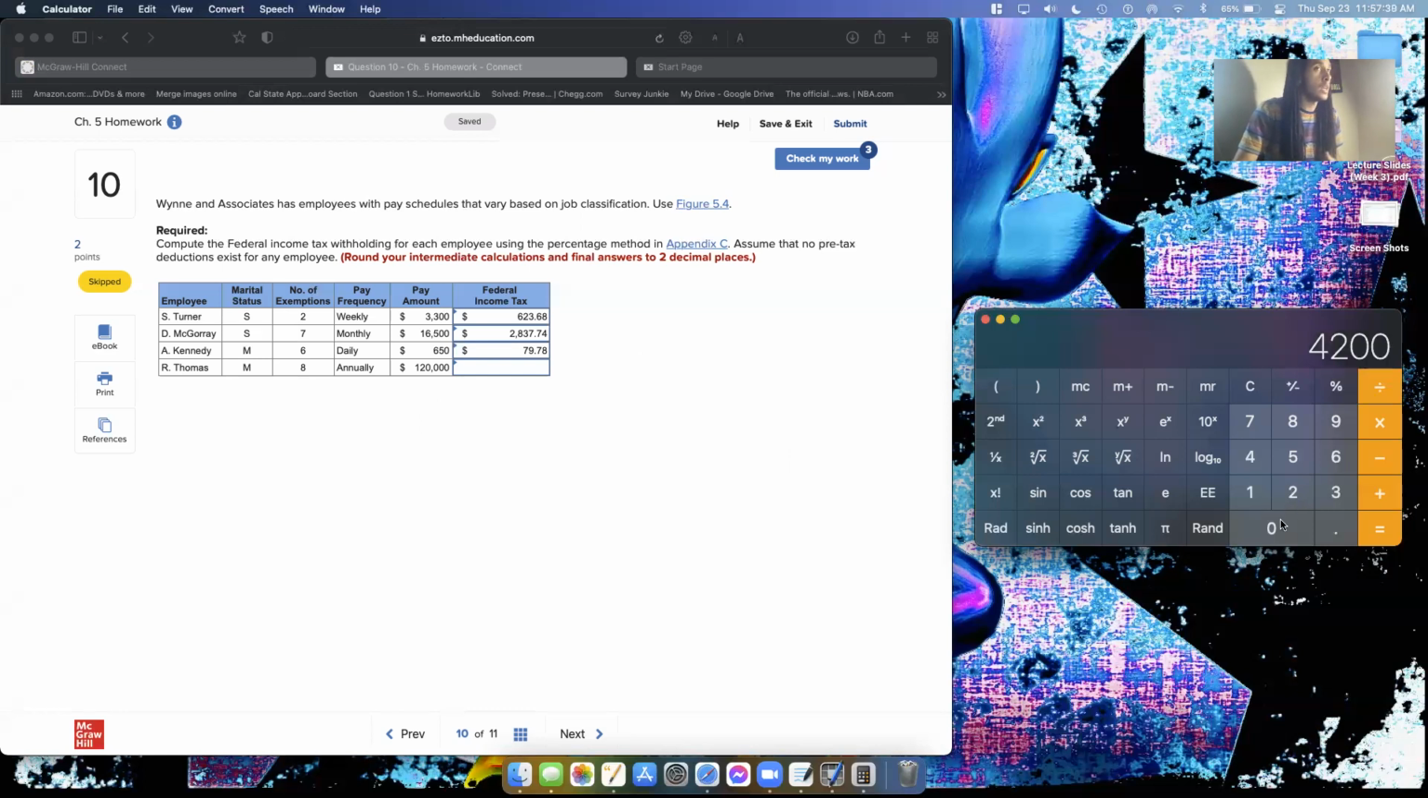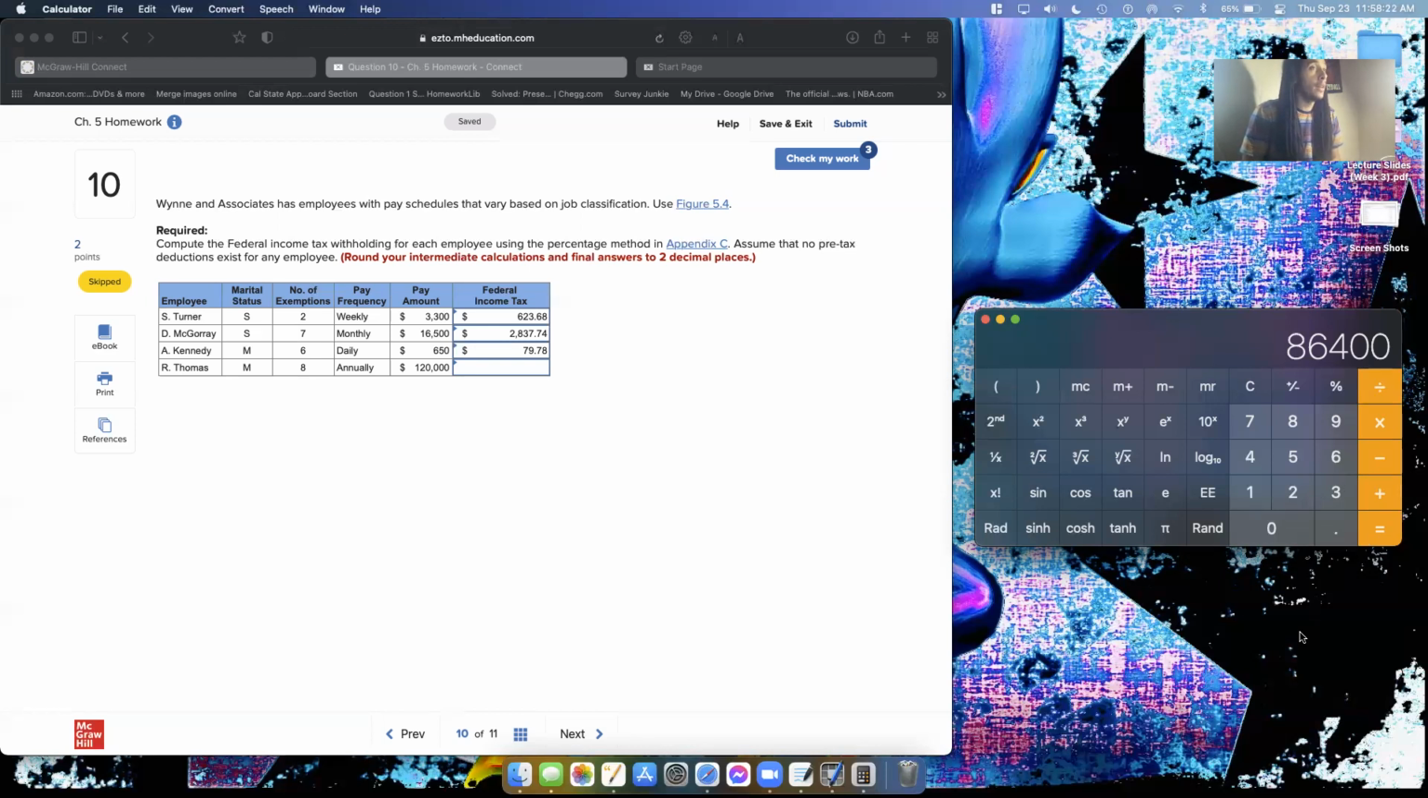And the amount of withholdings that R. Thomas has is 8. So 4,200 times 8 equals 33,600 in withholding allowances for R. Thomas in 1 year. The next step is to take that 33,600 of withholding allowances and take it away from his annual salary of 120,000, and that's going to give you his taxable income of 86,400.